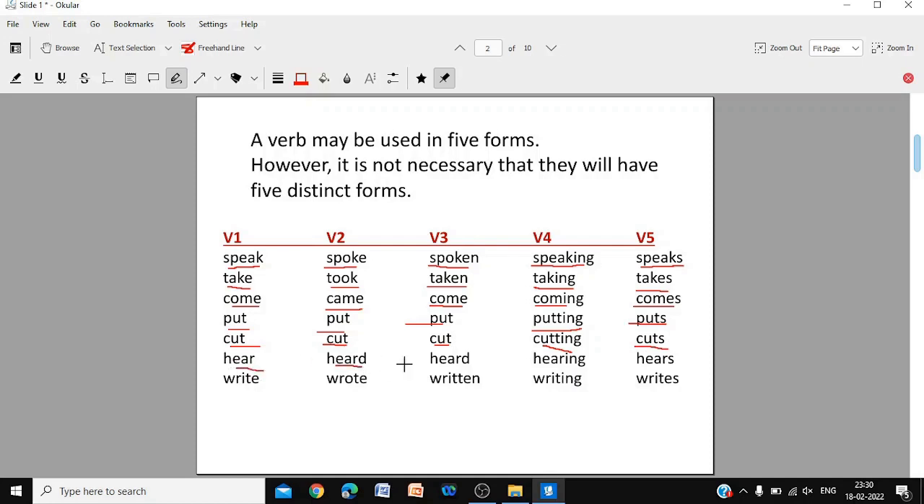Similarly, we have hear, heard, heard. See that V2 and V3 forms are identical. Hearing and hears. Write, wrote, written, writing and writes. Now we shall see how these verbs are used in different forms.